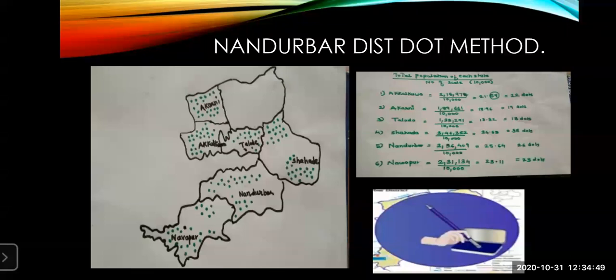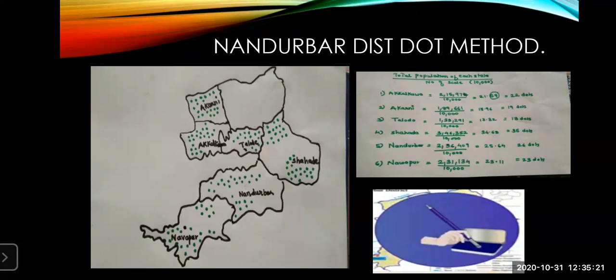First, you take each place's data and divide it by whatever scale was given. Then on the answer you get, you see whether the decimal part is more than 50, and then you take the next number. For 21.59 we got the answer, so we are considering 22 dots. Very, very simple. Now let's go to the next place, that is Akrani.